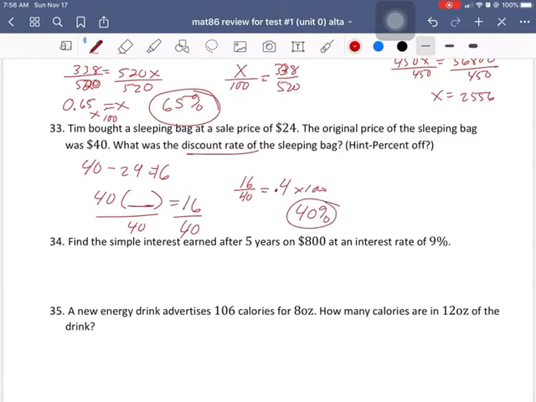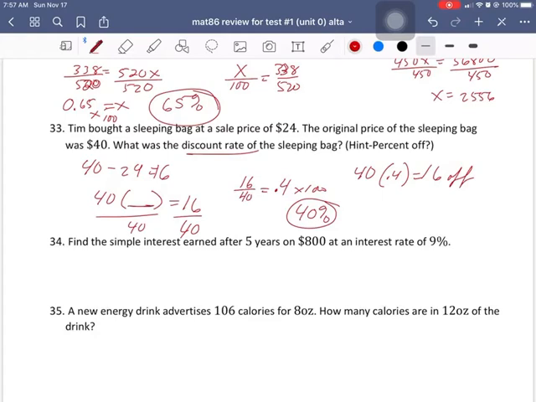Okay, check that. So if you have $40 and you multiply by 0.4, you'll get your $16 off. Okay. There's a couple of ways to do that. Just make sure you're showing some work for that.